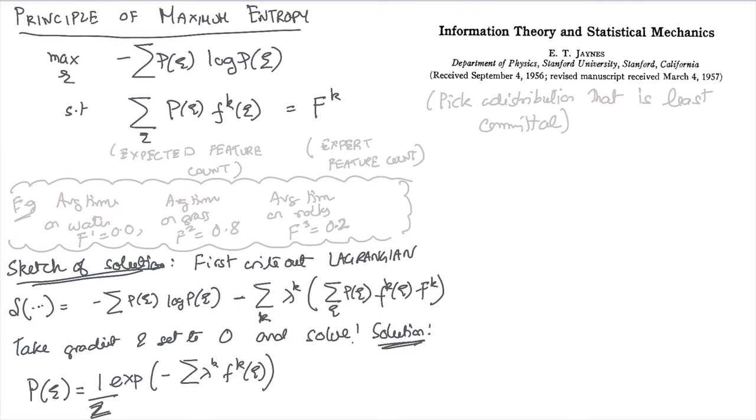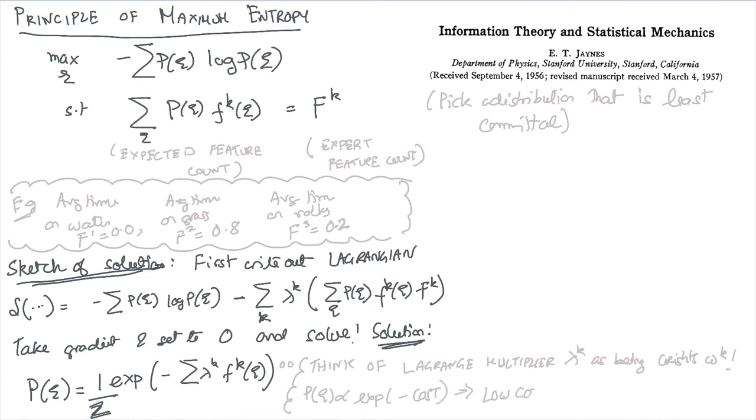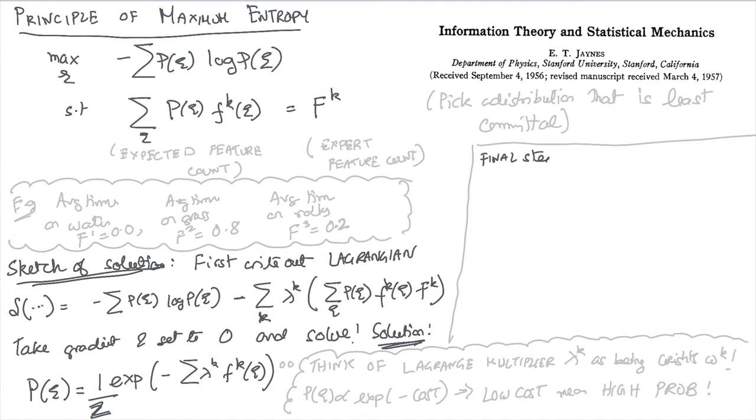Look at this expression for a bit. Think of these Lagrange multipliers, lambda k, as being cost function weights w k. Then the equation says the probability of a trajectory is proportional to exponent of the negative cost. In other words, the lower the cost, the higher the probability, which is a profoundly beautiful, intuitive equation that drops out of this formulation. So finally, the final step is to plug this solution back into the optimization problem to solve for these optimal Lagrange multipliers.